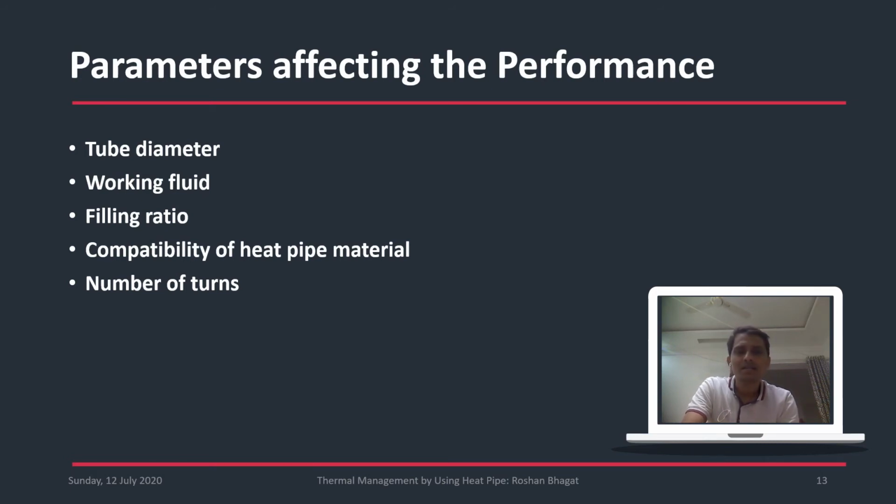Compatibility of heat pipe material. The compatibility of the working fluid with the heat pipe material is also one of the parameters that affects the performance of a closed loop pulsating heat pipe. Next thing is the number of turns, which also affects the performance. In case of compatibility, some fluids are compatible with copper, some fluids are compatible with stainless steel, some fluids are compatible with aluminum. So these things are also taken into consideration while determining the performance.